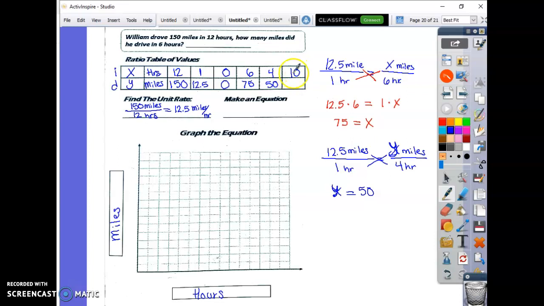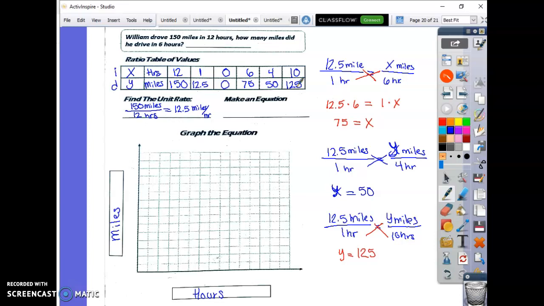Okay, now the last one, 12.5 miles over 1 hour gives us y miles. Why not use y, right? And then 10 hours. So now go ahead and again cross multiply. 1 times y gives us y, and then 12.5 times 10 gives us 125 miles. 125 miles. So now we filled out our table.